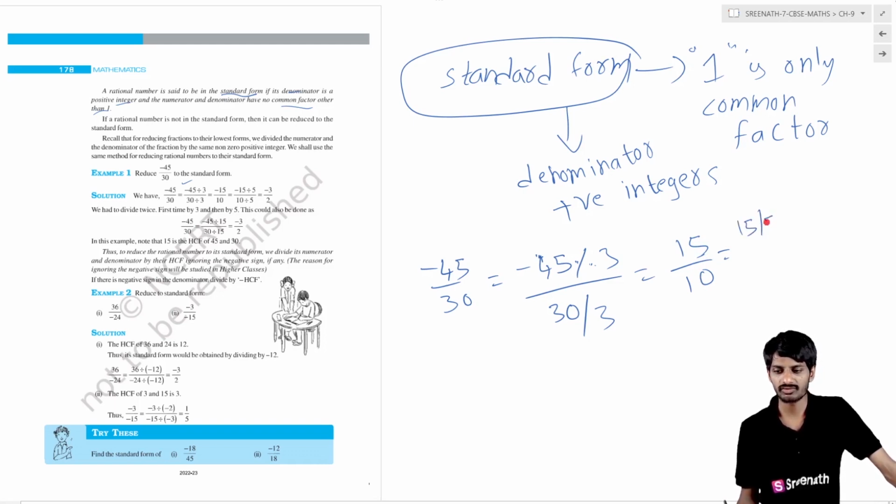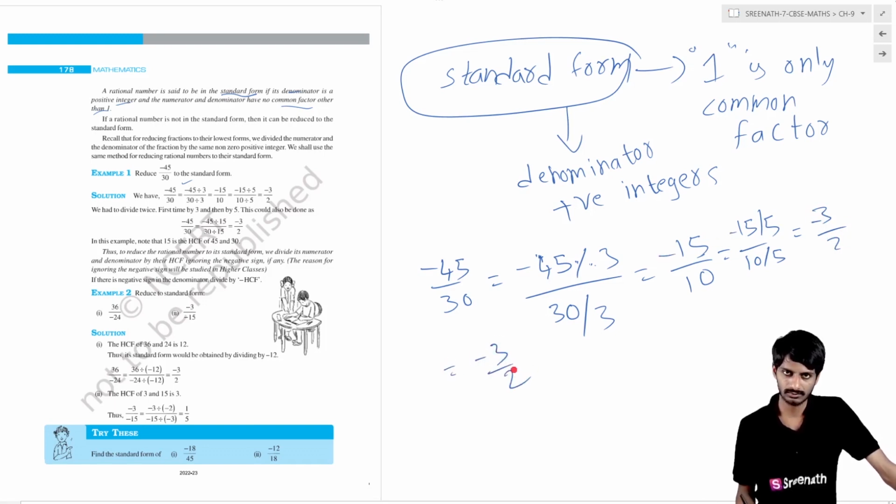Again you are dividing 15 by 5, 10 by 5. Again what will it become? It is 3 by 2. There is a negative sign, so the final number is minus 3 by 2. How do you reduce? You have to divide both numerator and denominator by the same number. So finally it becomes 3 by 2.